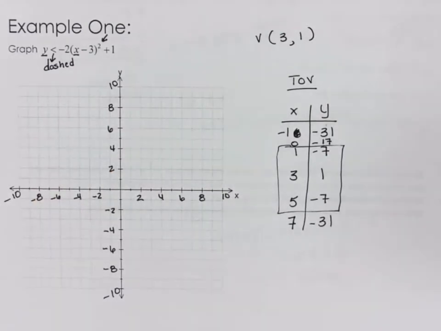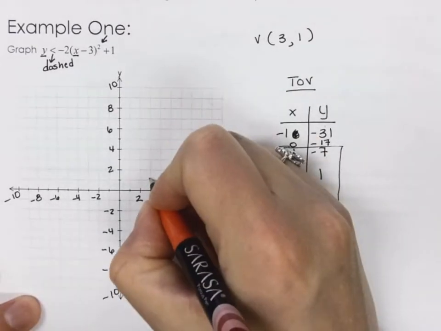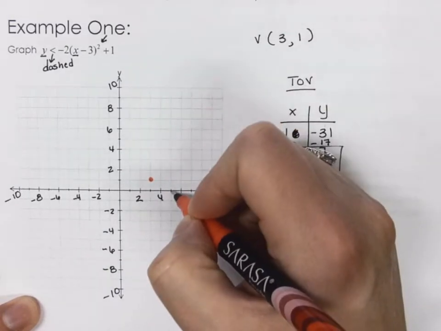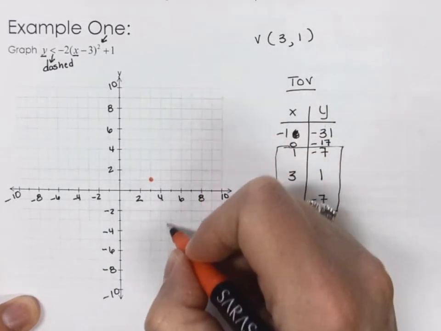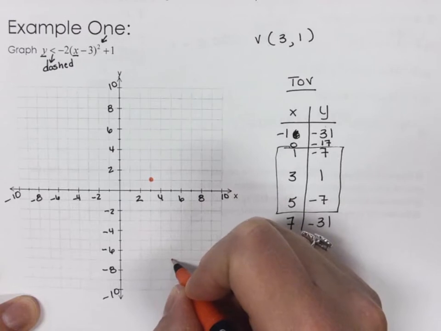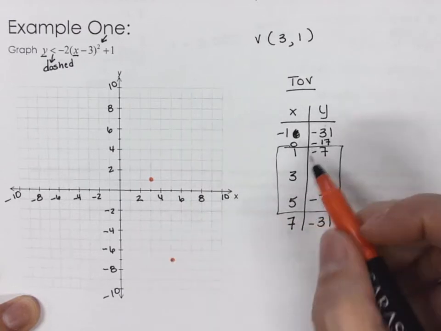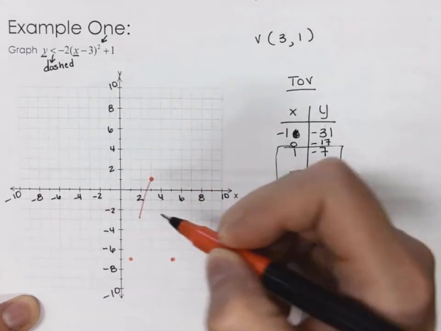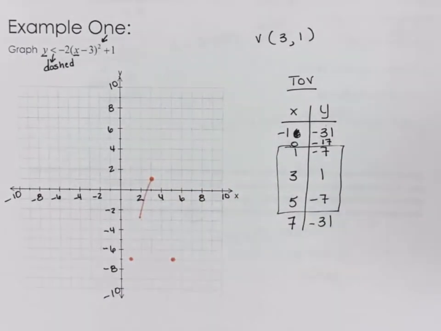Okay, so I'm gonna graph, my vertex is at 3, 1. So there's my vertex, and my next point at 5 and -7, almost went in the wrong direction. So there's -7, and at 1 and -7. Oh, do you see what I just did there? What was I gonna do?